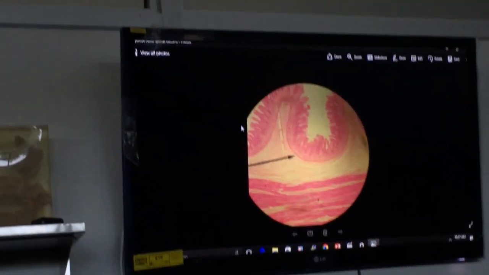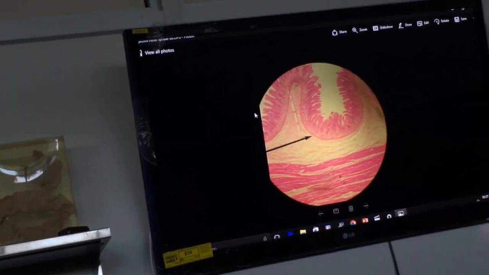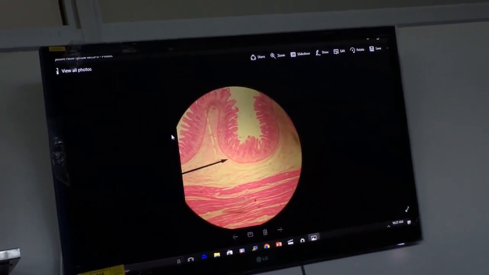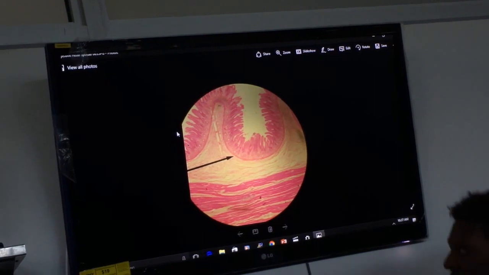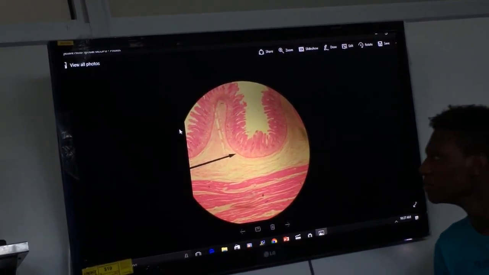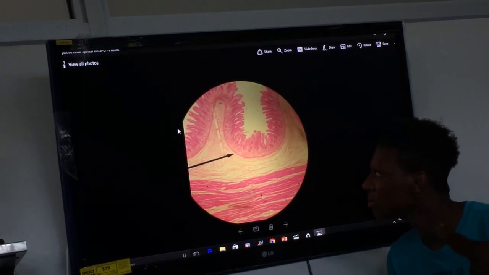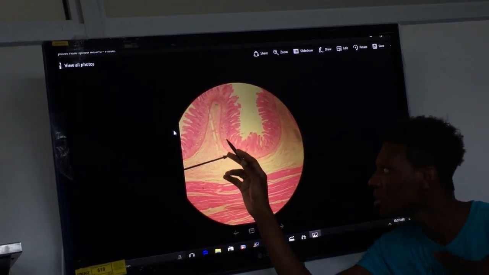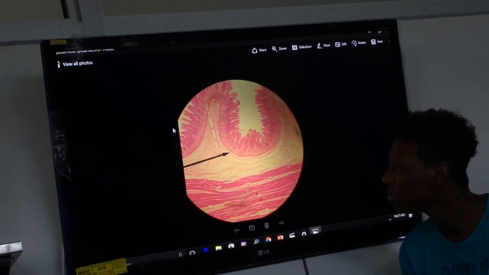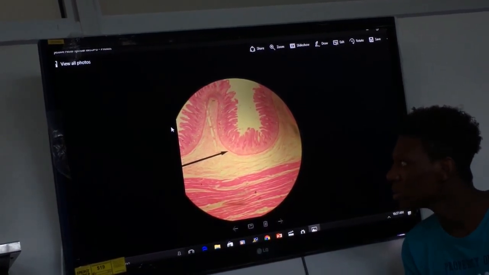Alright, one more thing guys. Jordan, just stand up right there and tell me if, in the lower part of the lamina propria, just above the muscularis, you see glands in there. Just stand up and look, those pale things. You see glands there?